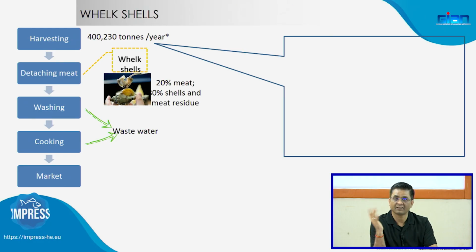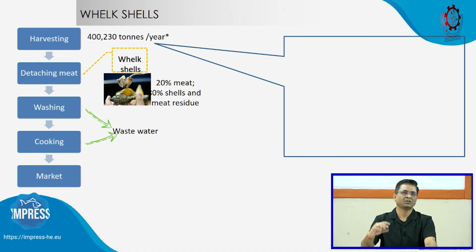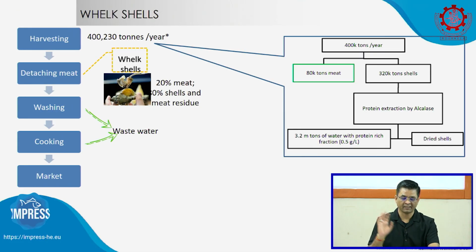So that's the same type of shells. Exactly the same thing. The whole snails are washed, cleaned, and cooked in water. The meat is recovered and the shell is a waste. And then you also get wastewater.